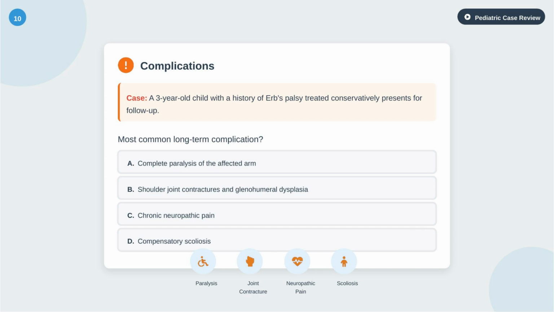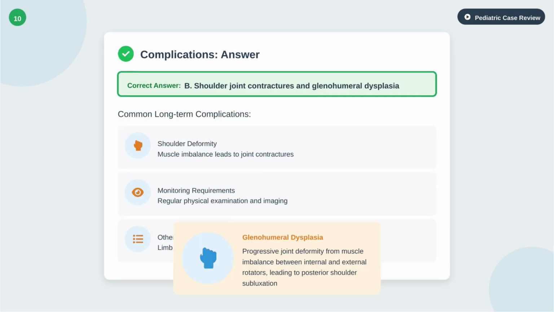Which of the following represents the most common long-term complication that should be monitored in this patient? A. Complete paralysis of the affected arm. B. Shoulder joint contractures and glenohumeral dysplasia. C. Chronic neuropathic pain. D. Compensatory scoliosis. The correct answer is B.